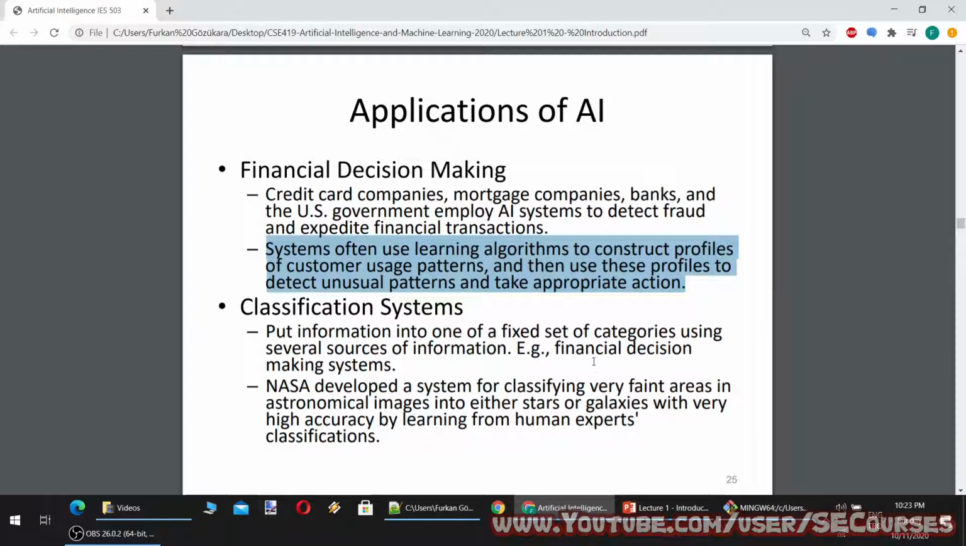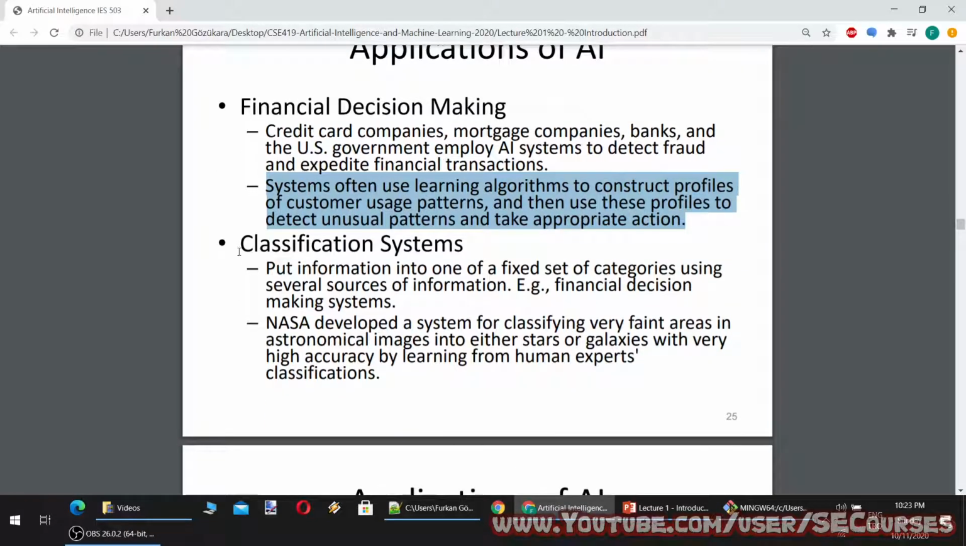Systems often use learning algorithms to construct profiles of customer usage patterns, and then use these profiles to detect unusual patterns and take appropriate action. Let's say someone hacked your credit card and made a purchase that is very unusual to your profile. Let's say you are living in Mersin and that purchase was made from the United States or China. So this financial decision making system should catch that and alert you, or alert your bank, or whoever is in charge.